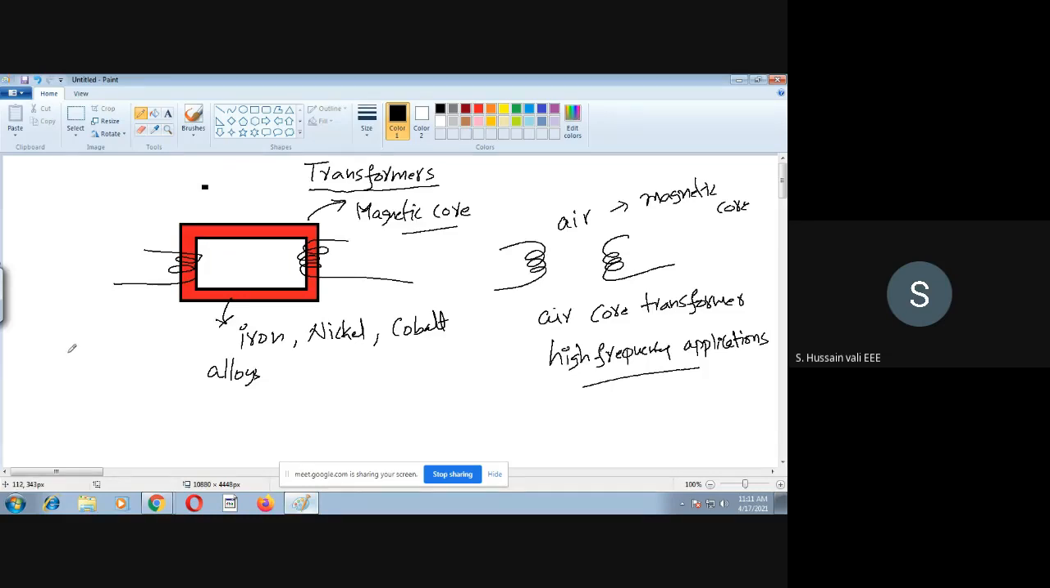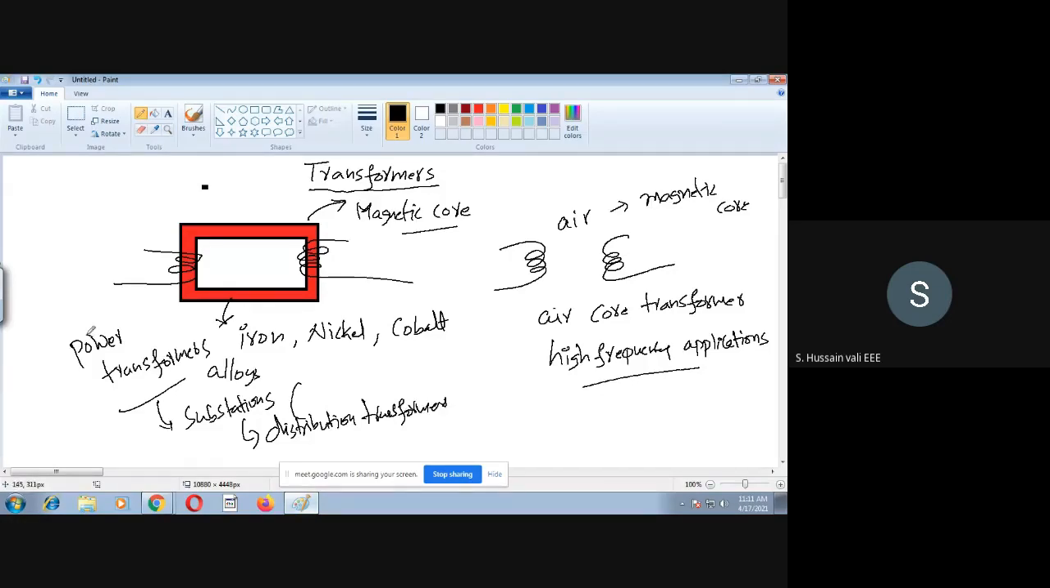In case of power transformers, what are the power transformers? We have seen last class. The transformers which you will find in the substations are called distribution transformers. Whereas the power transformers you will find at generating stations.